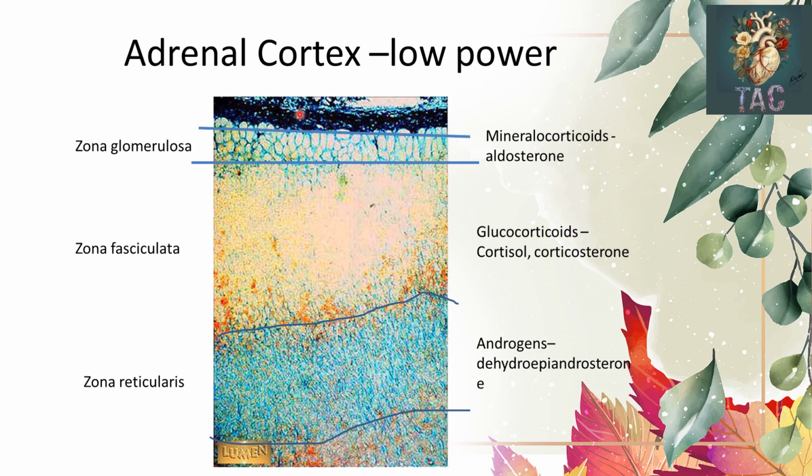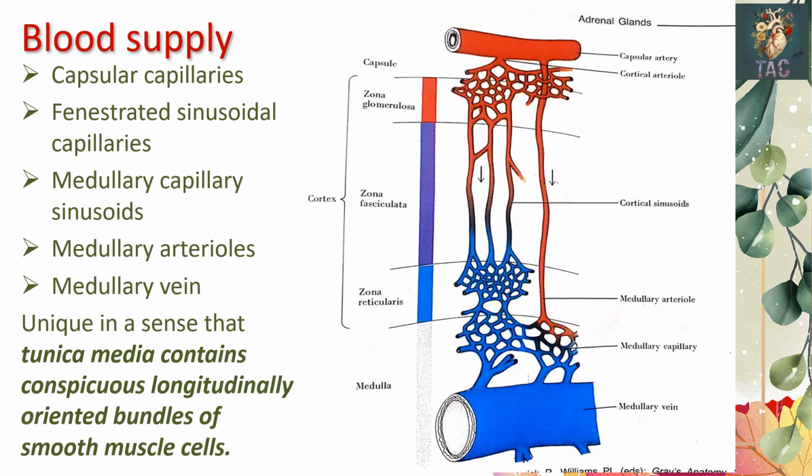The outer area is the capsule. Then next to the capsule is the zona glomerulosa, which mainly secretes mineralocorticoid, that is aldosterone. Next to the zona glomerulosa is the zona fasciculata, that secretes glucocorticoids, and then zona reticularis, which secretes androgen, that is dehydroepiandrosterone. So a little bit about its blood supply, which is also very important.